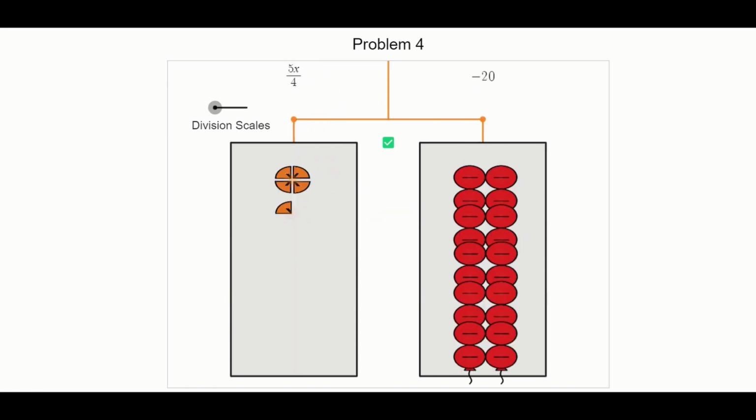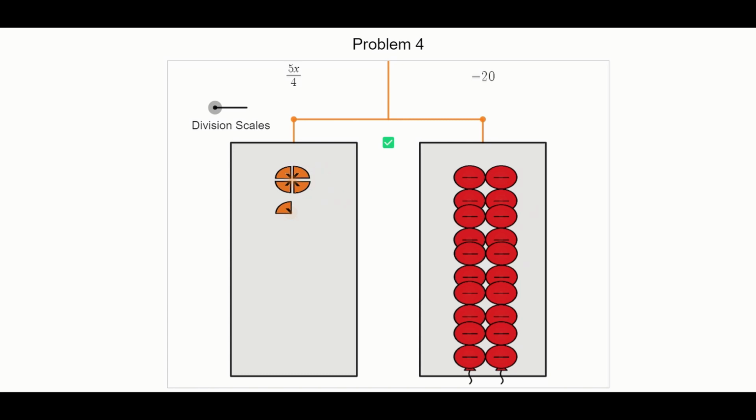Problem 4. 5x divided by 4 equals negative 20. On the left side, we have 5 pieces, each of them representing a fourth of an x, and on the other side we have negative 20. Our first step is to figure out what each of these fractions represents. What does a fourth of an x weigh?